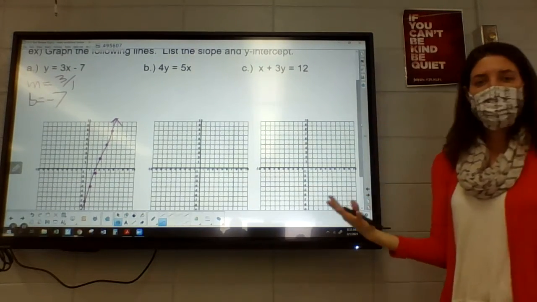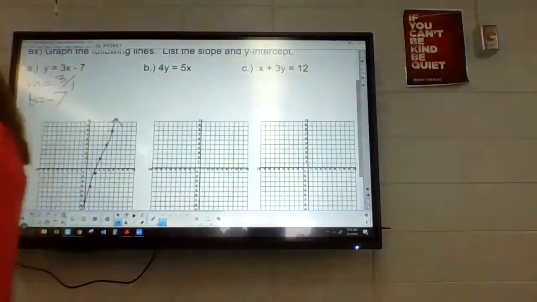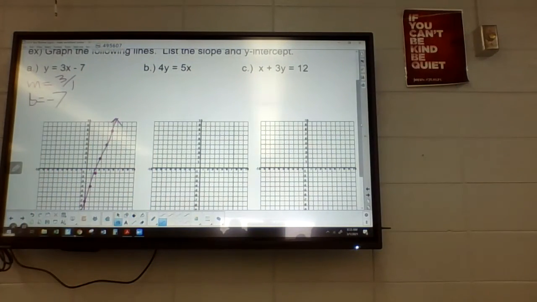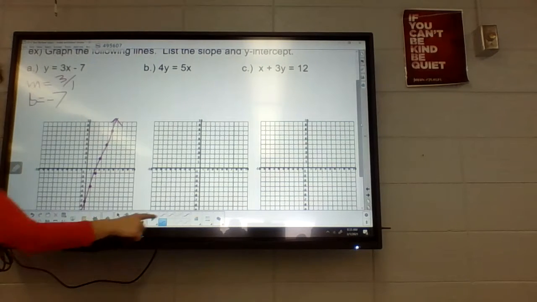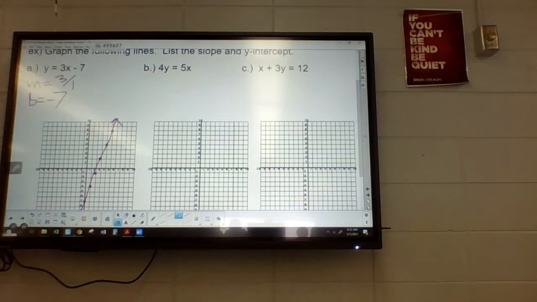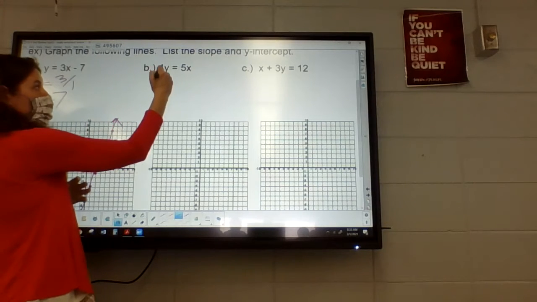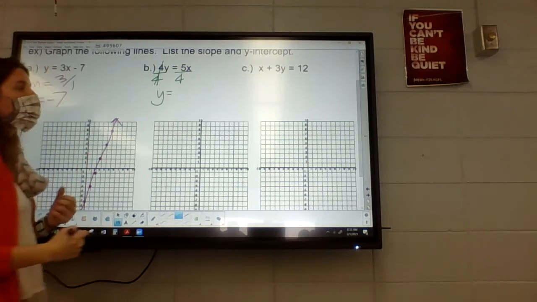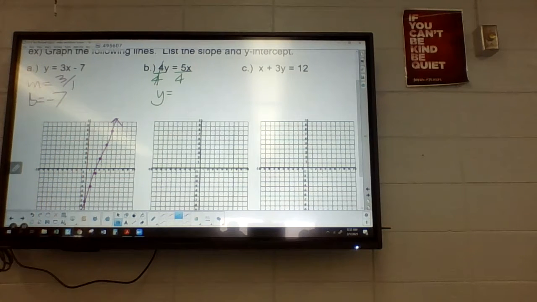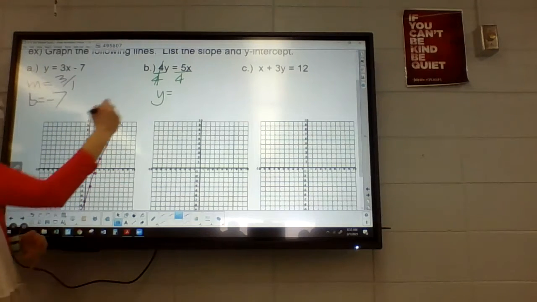Now the next one's a little bit trickier because it's not currently in slope-intercept form. So what do we have to do first? What do we have to do in this case? Yeah, go ahead, Clayton. Yeah, we're trying to get that y alone because I want it to be y equals mx plus b. So I'm going to divide by 4 to each side. Now the 5 over 4, don't change that to a decimal. We kind of like 5 over 4 because that's the slope.